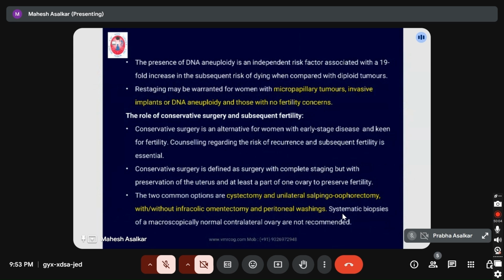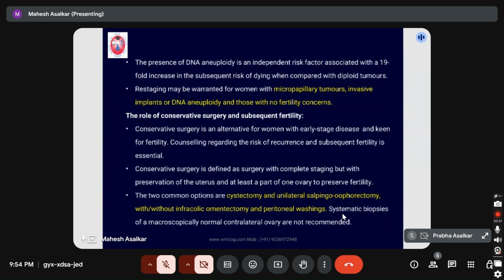Restaging may be warranted for women with micropapillary tumors, invasive implants, DNA aneuploidy, and those with no fertility concern. Then you have to go for restaging of these patients. The role of conservative surgery and subsequent fertility: conservative surgery is an alternative for women with early stage disease and keen for fertility. Counseling regarding the risk of recurrence and subsequent fertility is essential.